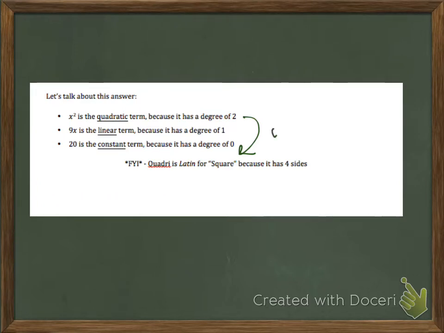9x is the linear term because it has a degree of 1, and we know that when we have like that x plus 5, that's that y equals mx plus b. That's from our linear equation. And then 20 is the constant term because it has a degree of 0, and constant terms, their value does not change because they are just numbers. They are constantly whatever number they are.